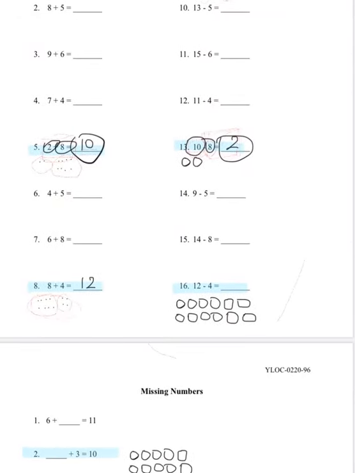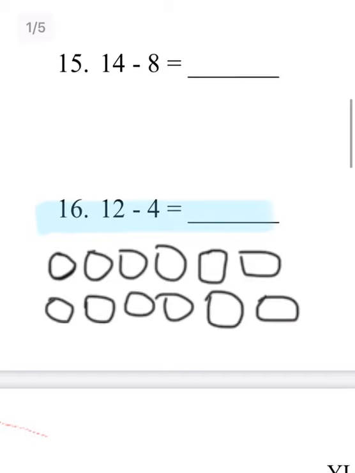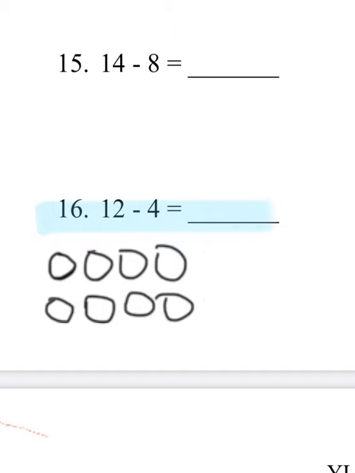Okay, now let's try 16. I'm going to get rid of 4 circles because it's 12 minus 4. 4, and we have 8 circles left. So our answer is 8.